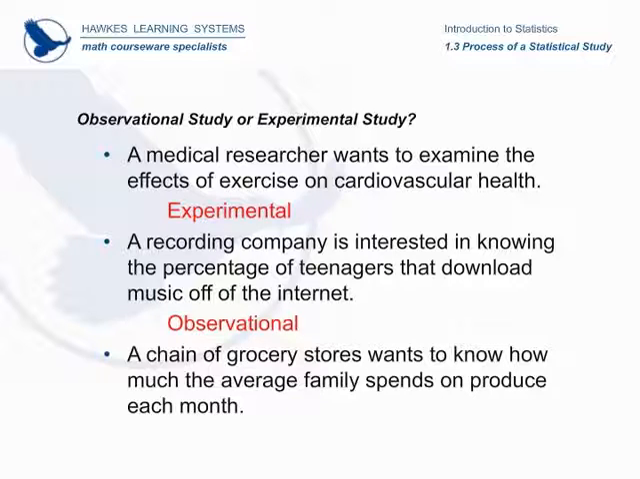And here's one last one. A chain of grocery stores wants to know how much the average family spends on produce each month. That would be an observational study, because the grocery store wouldn't be changing anything. They would just be observing how much was spent and recording that information.